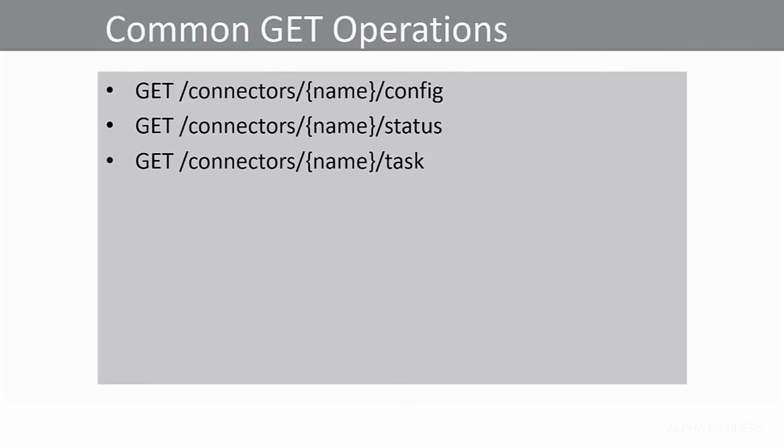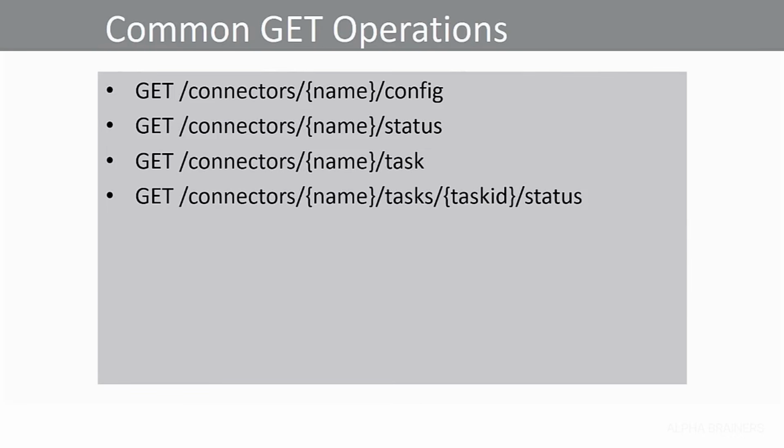And then if you want to see what's going on as far as tasks are concerned, you say GET /connectors/{connector name}/tasks. It'll get a list of all the tasks that are currently running on the connector. And then for a very specific task, you specify /connectors/{name of the connector}/tasks/{task ID}/status. And that task ID will be one of the task values that you got back from the previous GET operation.